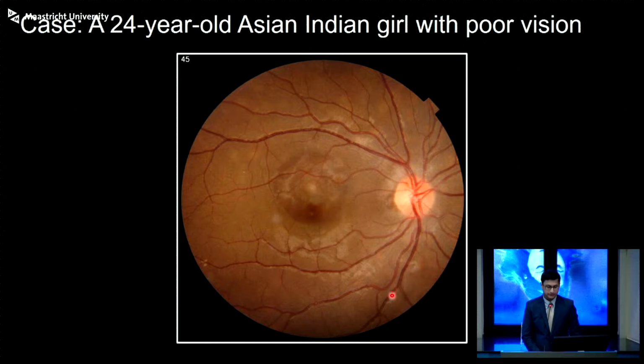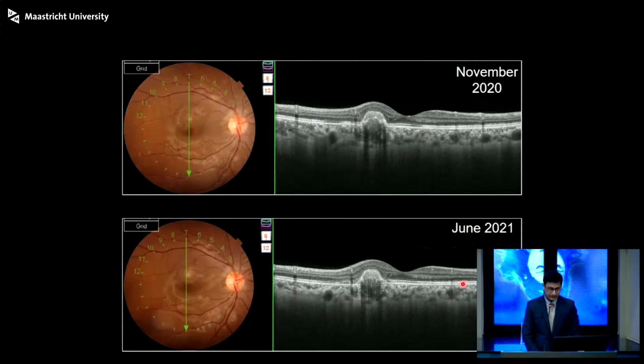This is a retinal photograph of a young Asian Indian girl who had decreased vision in both eyes. Now we are focusing on the right eye. She was diagnosed with a specific immune-mediated eye inflammation. Now, it is possible for us to detect this small yellow lesion in the center of the retina in her right eye. And OCT gives more important information related to this lesion.